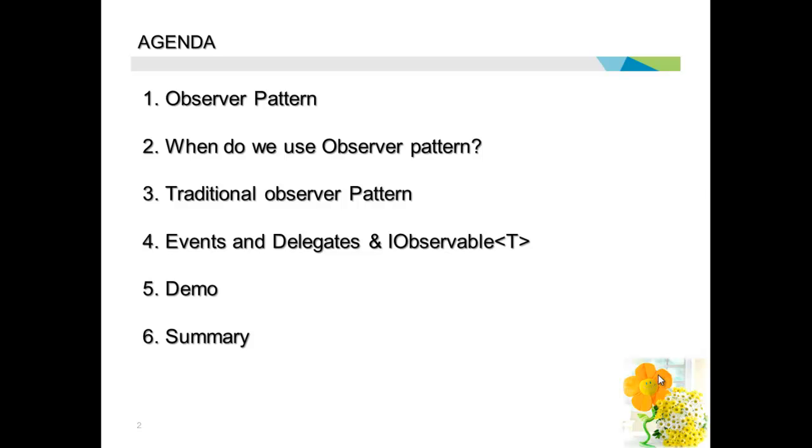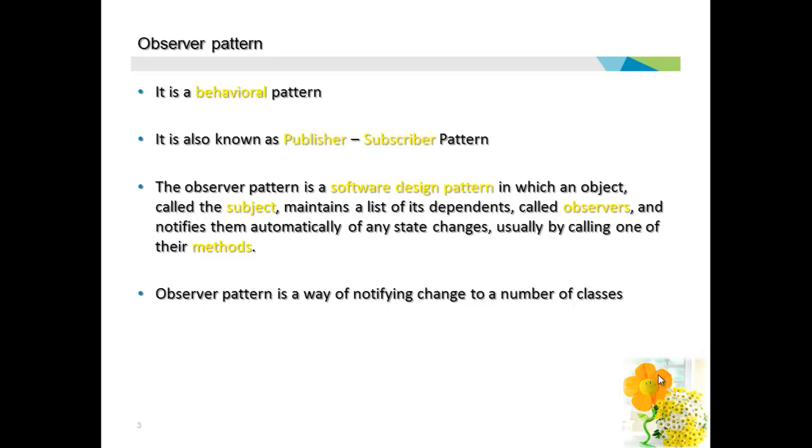To start with, the observer pattern is a behavioral pattern, which means it is one of the patterns we use to overcome the common communication issues between different sets of objects. The other name for the observer pattern is the publisher subscriber pattern. Maybe this name is quite familiar to you, and you will easily relate to it. We all know what a publisher and subscriber setup is.